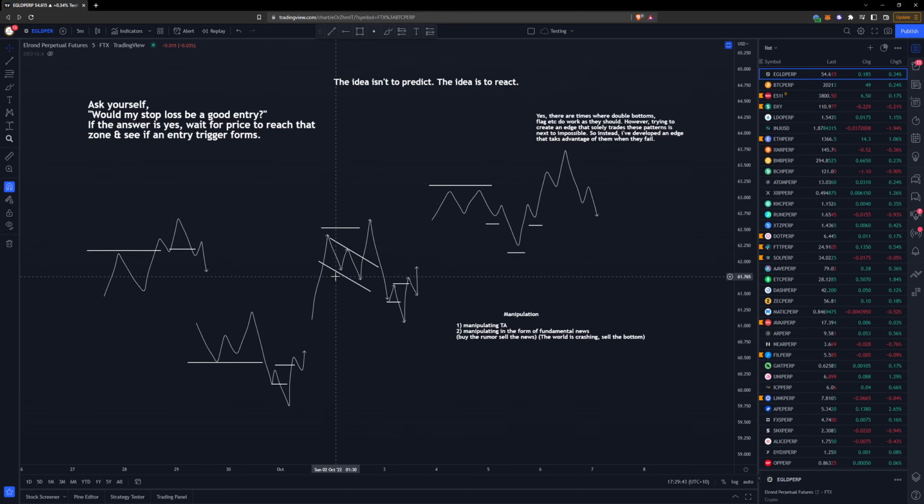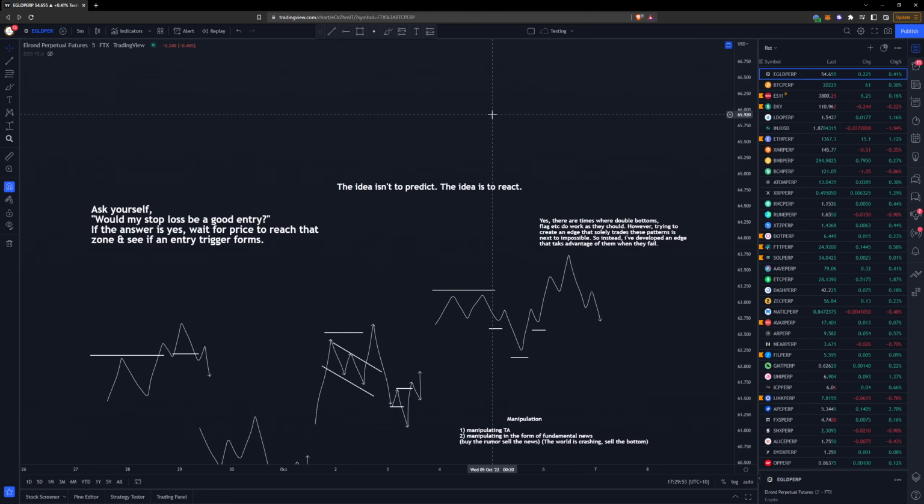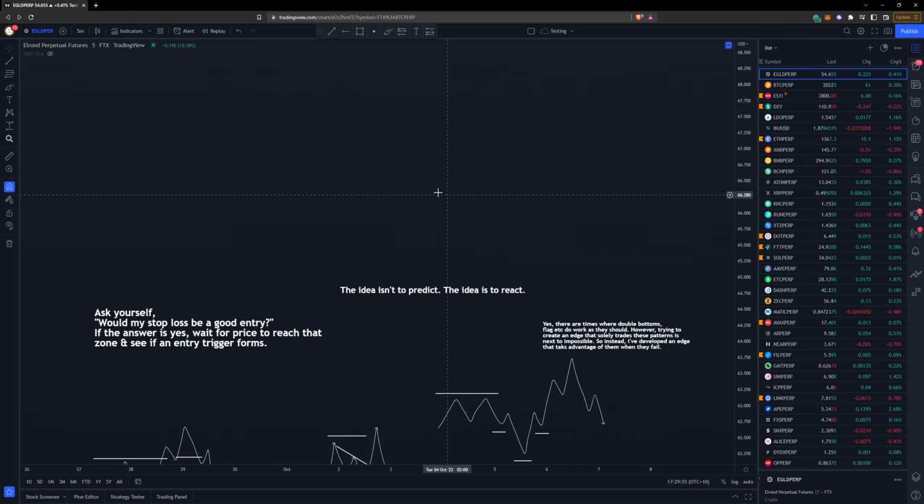So ask yourself, would my stop loss be a good entry? If the answer is yes, wait for price to reach that zone and see if an entry trigger forms. Like I said, the idea isn't to predict, the idea is to react. So the entire strategy, if you aren't aware and you haven't seen any of my videos, make sure you go and check them out. But the entire strategy itself is based on one pattern and one pattern only. And what is that pattern?